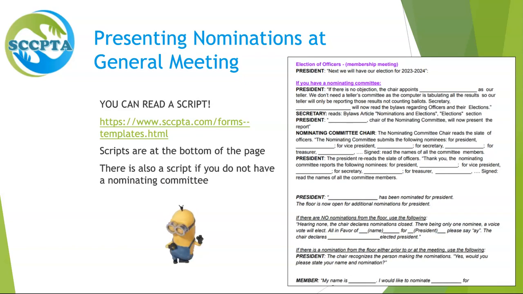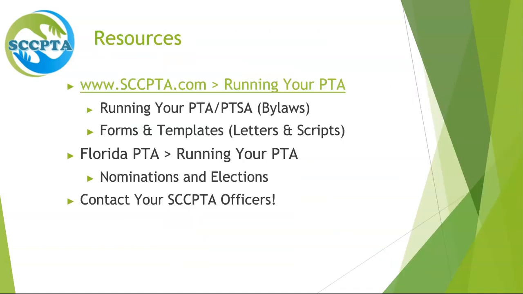The good news is there's a script. It's available on our website. Check it out. It makes it easy. There's also a script if you don't have a nominating committee, but you still need to run your elections and elect the ones that you do have. So if you have your president, secretary, and treasurer, and you don't have your VP spots filled, you still need to have your election in April and or May, depending on what your bylaws say.